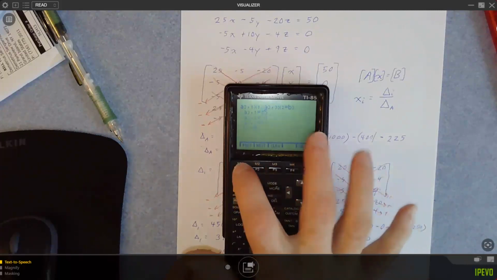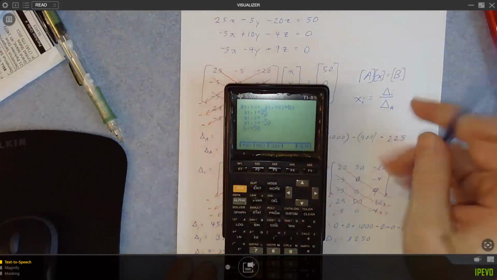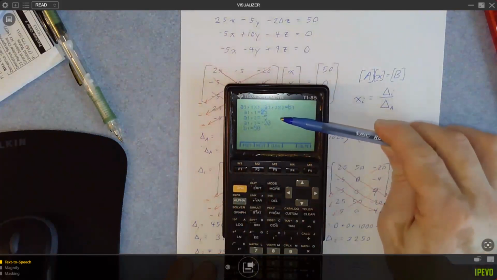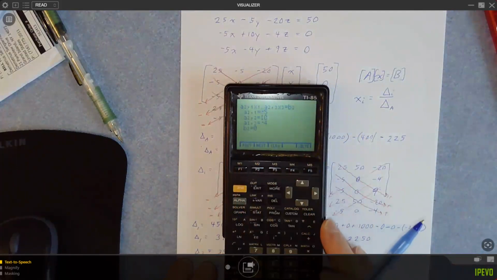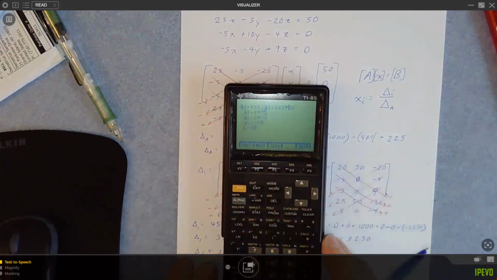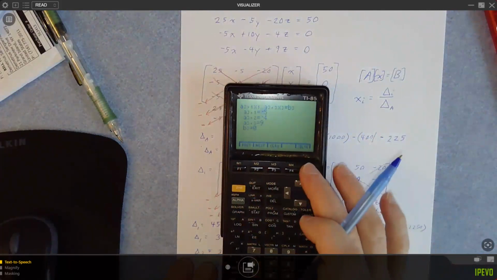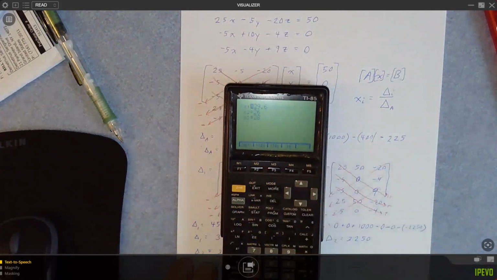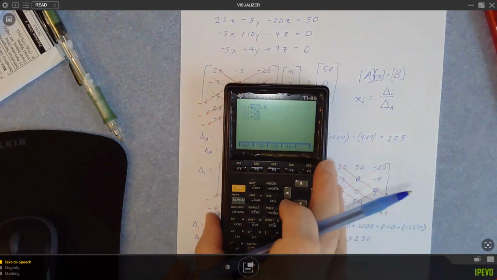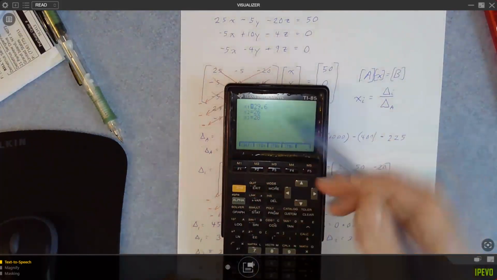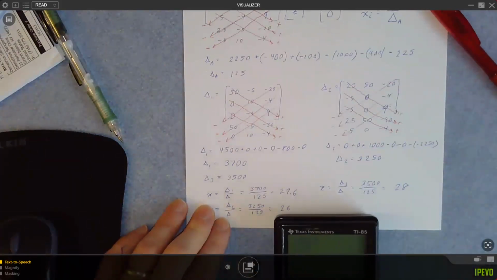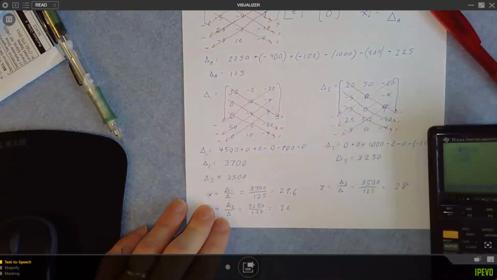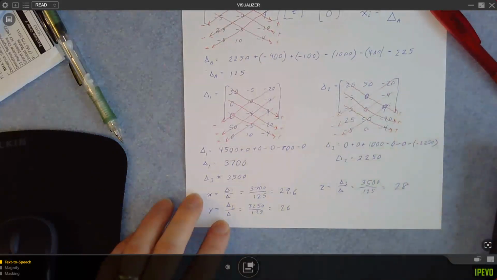And I always like to double check this because sometimes I forget negative signs. 25, -5, -20, -5, 10, -4, -5, -4. All right. And then all I have to do is hit solve, and it gives me the answers. It solves them for me: 29.6, 26. And you can see x1, x2, x3 are just my x, y, and z in this case. And you can see that's the same answers we got before: 29.6, 26, and 28.